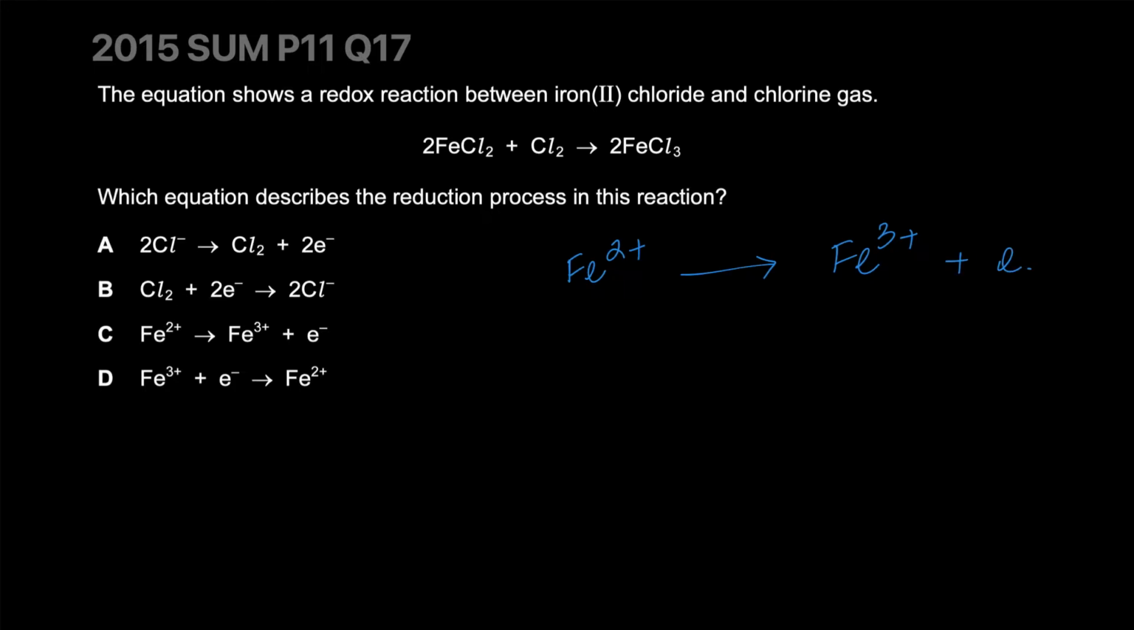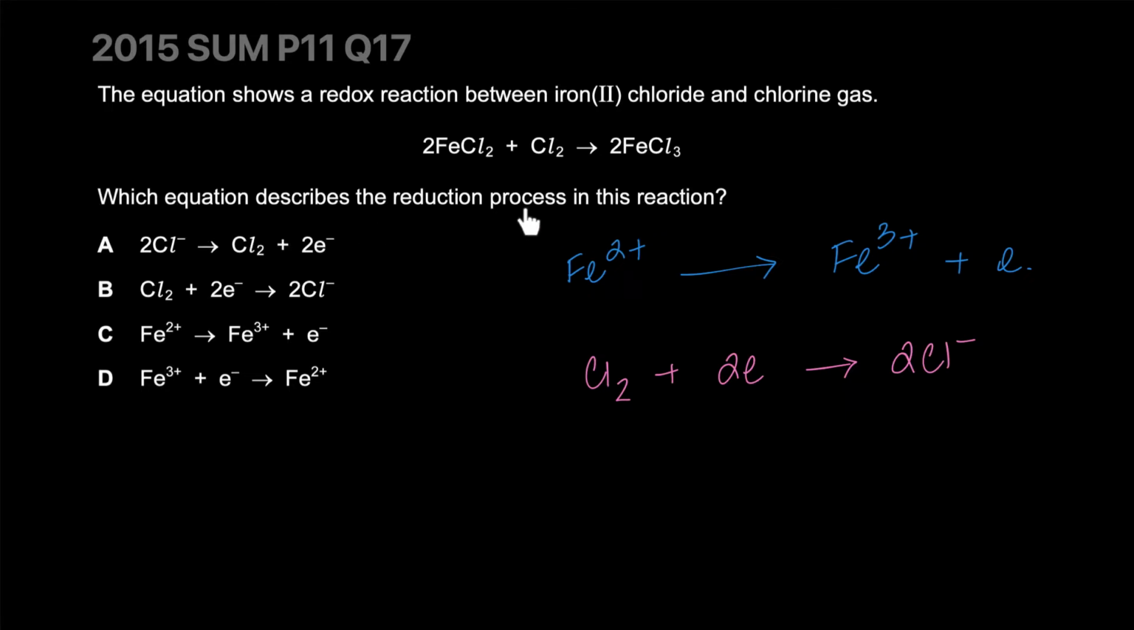For the second one, chlorine, it's in its elemental form, so I'll just write Cl2. Sometimes people will write just Cl, especially for electrolysis, they'll just write Cl atom, but Cl2 makes more sense. Gains 2 electrons to form 2Cl-.